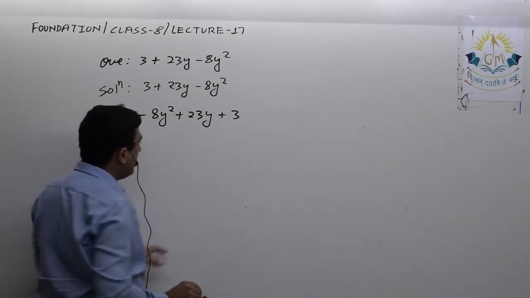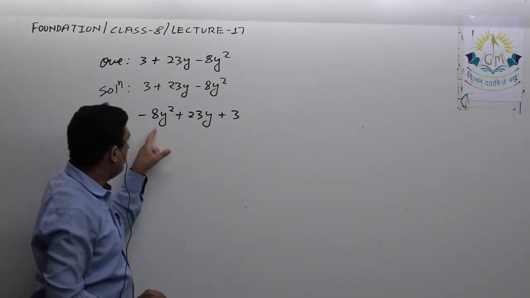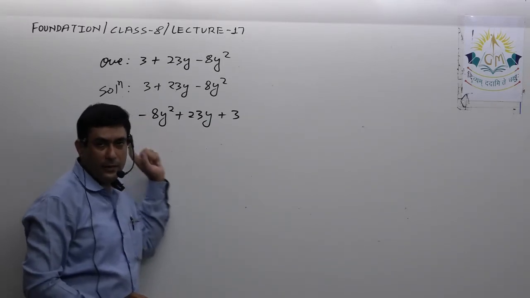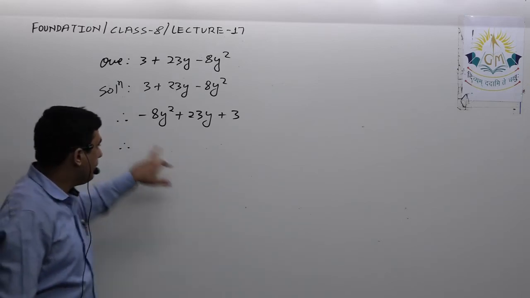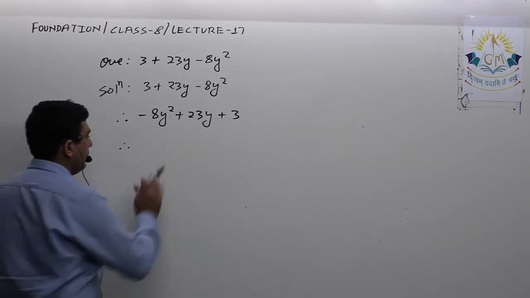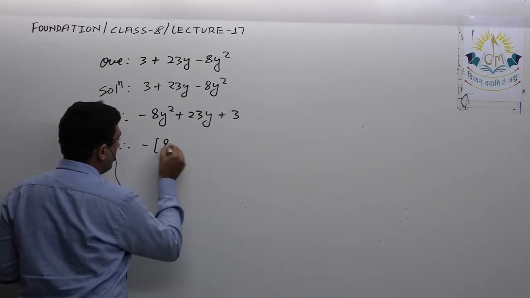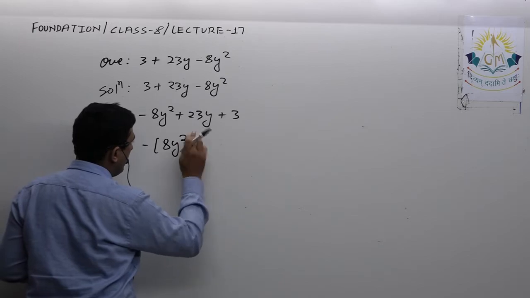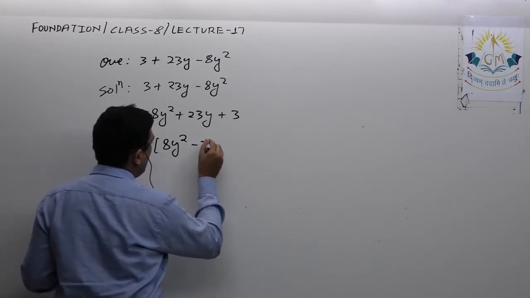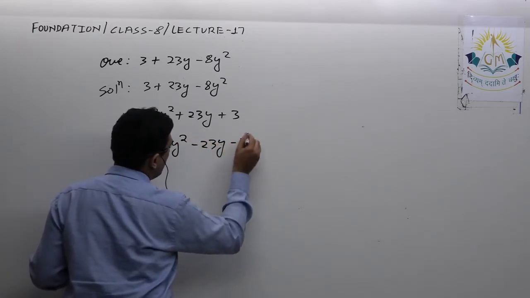Now again there is a thing that we can do. Here we can see the first term is negative, and I told you that the first term must be positive. So for that you have to take the minus sign common. So this will become 8y square minus 23y minus 3.